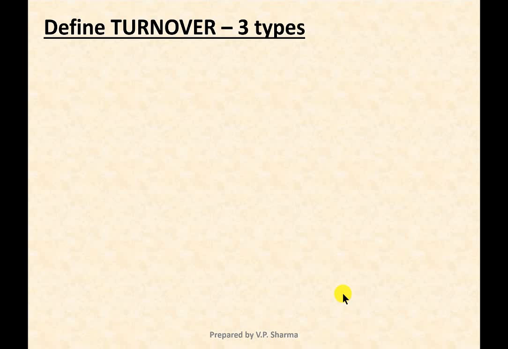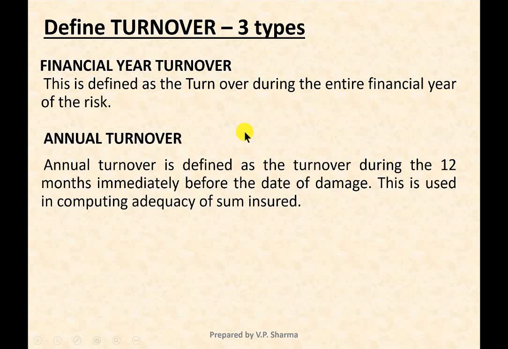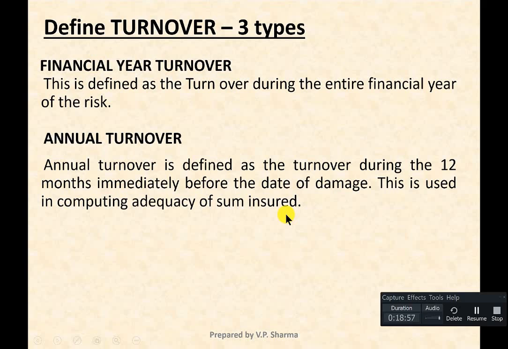Now, let us see. There are 3 types of turnovers. We will discuss one by one. One is your financial year turnover, and this is very simple. This is defined as the turnover during the entire financial year of the risk. So whatever turnover is done during the 12 months financial year, that is your financial year turnover. Another is annual turnover. Annual turnover is defined as the turnover during the 12 months period immediately before the date of loss. This is used in computing the adequacy of sum insured.